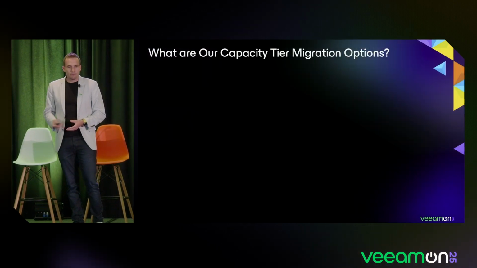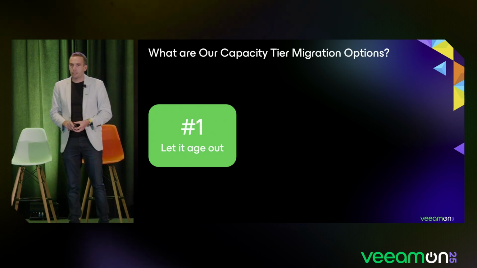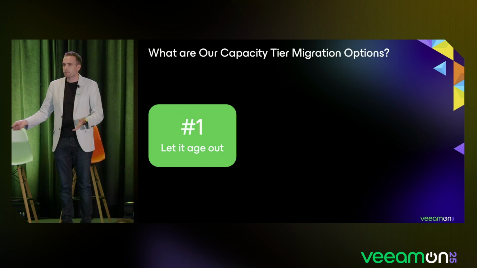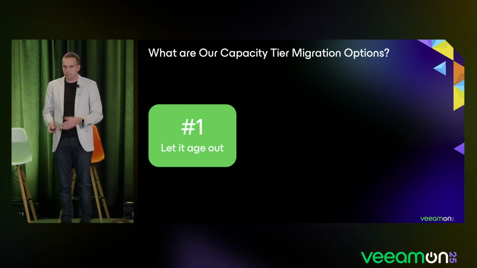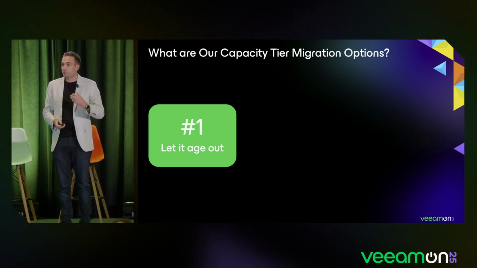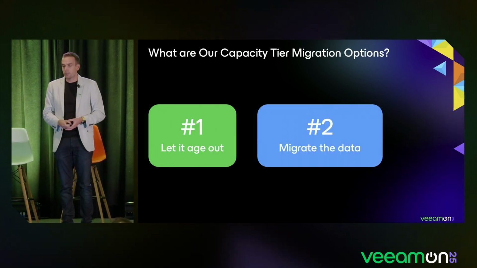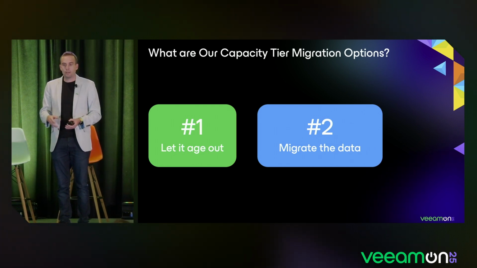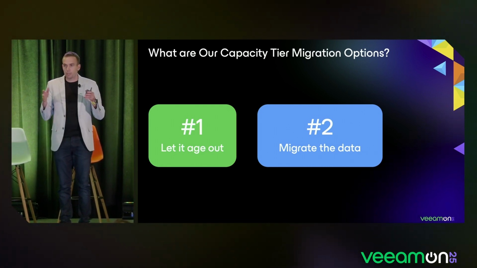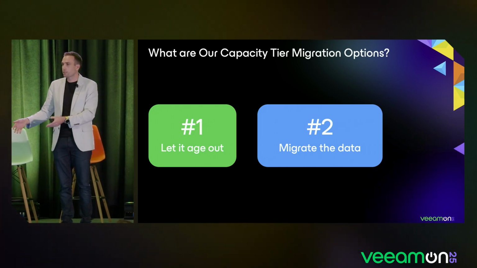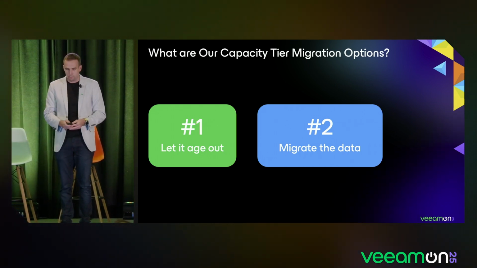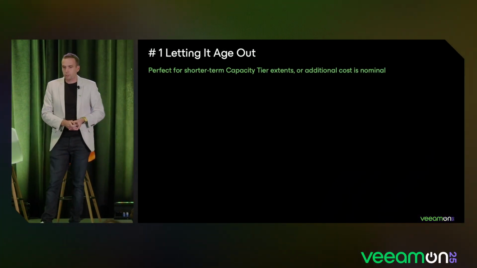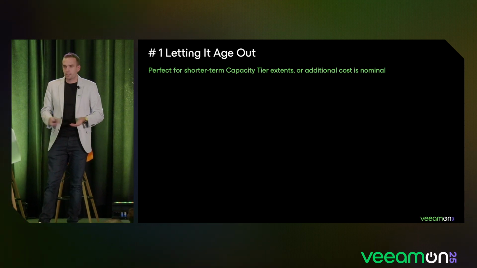Obviously, strategy number one is to just let it age out. If you've only got a small amount of data and it's a nominal cost to have it sit there for 30 days, 90 days, then do that. You don't have to do anything. You just let it age out, and we'll talk through how we do that within Veeam Data Platform. If you've got a lot of data there, multi-year, or it's costing a lot of money, then we need to think about how we're going to get the data into Vault so that we can retain that retention. We don't want you to lose retention just because you want to leverage Vault. So letting it age out is perfect for shorter-term capacity tier extents, or where your additional cost is nominal.